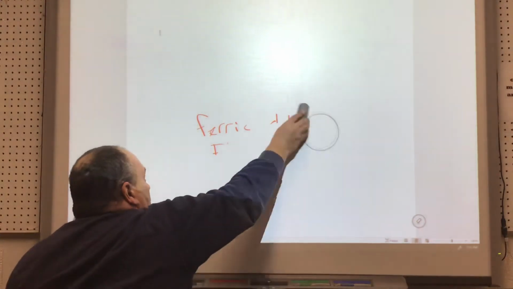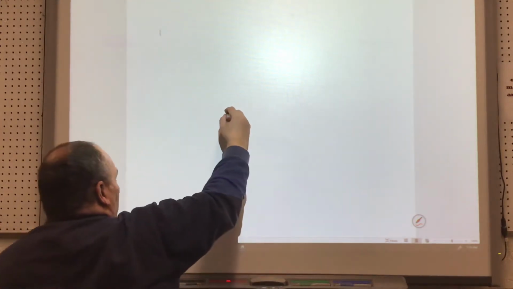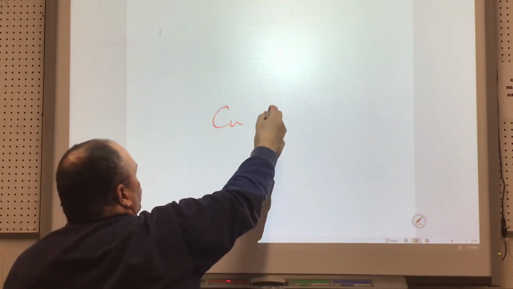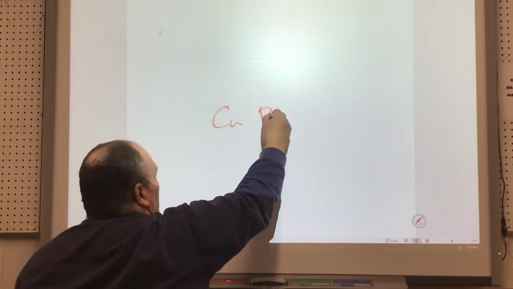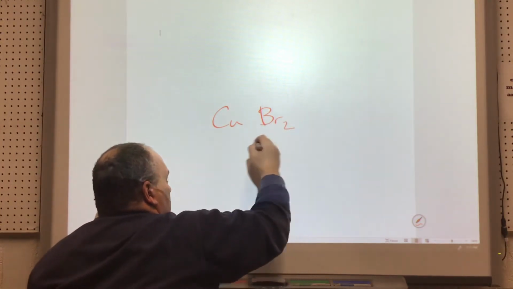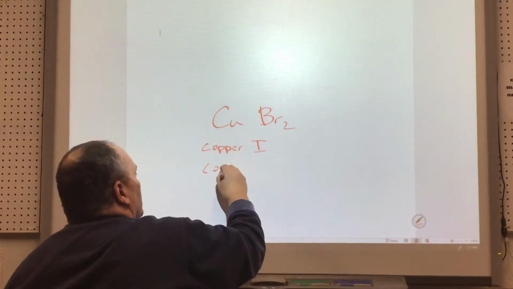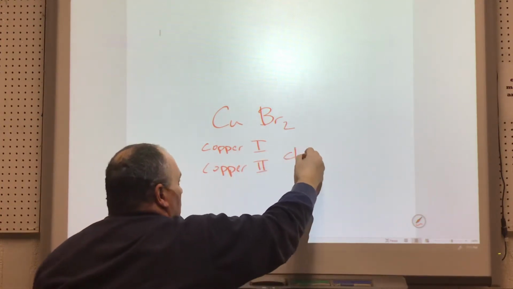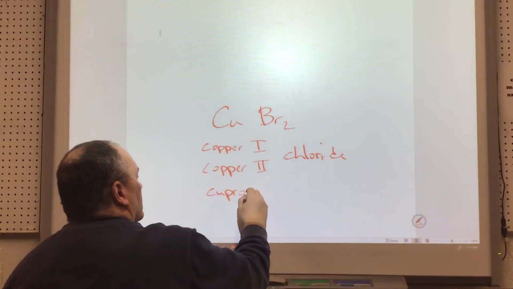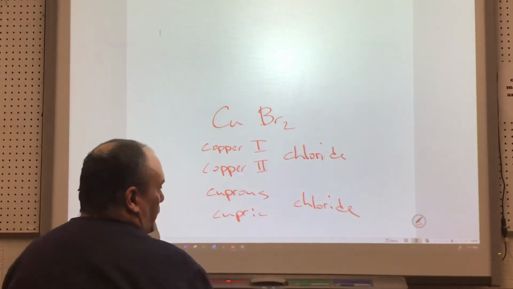However, if we're doing the name, let's go with, say, CuBr2. Okay? This guy here, his charge is going to be Br-. So here's what the possible answers are. It could be copper(I) or copper(II) bromide if we're using the stock system, or it might be cuprous or cupric bromide if we're using the common name system.